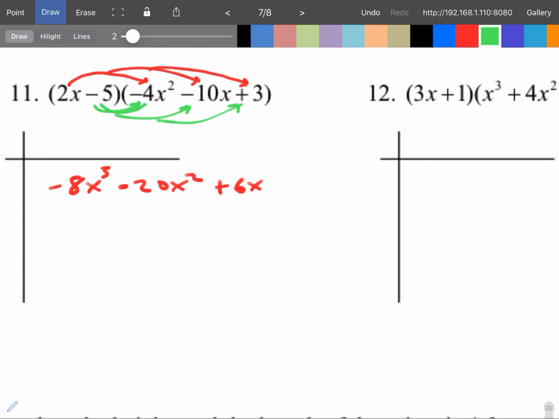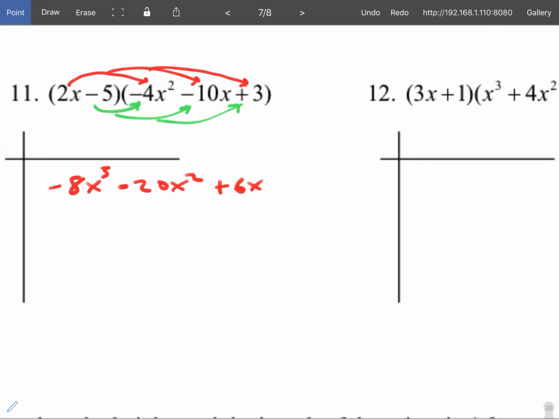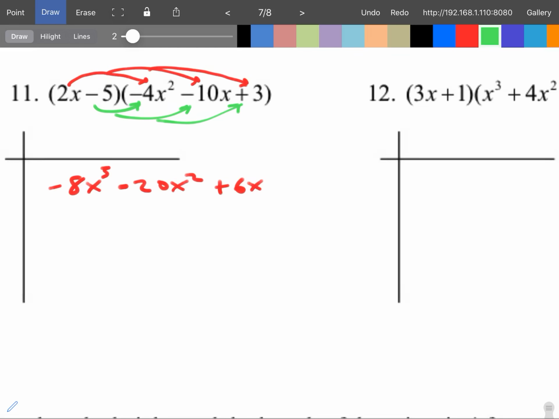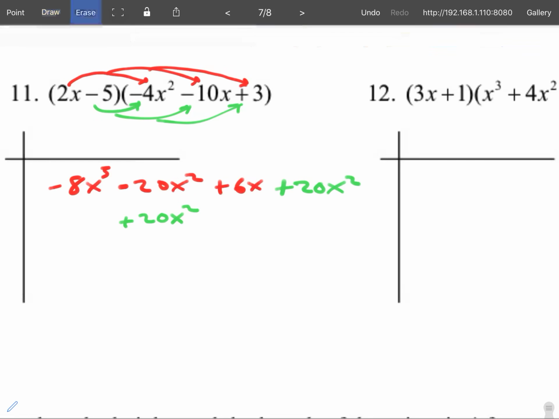All right, and then in the green, we got to do negative 5 times negative 4x squared. Well, negative times a negative, that's going to give us a positive. So that's a positive 20x squared. Again, I could have wrote it over here. But I think it's easier to write it under the other x squared term. Because you know that you're going to be able to add or subtract those because the variable parts match.